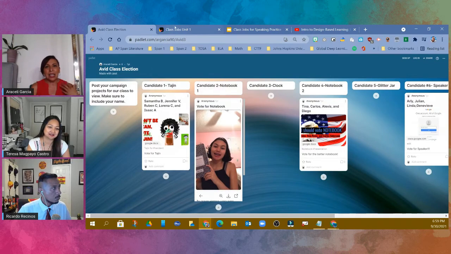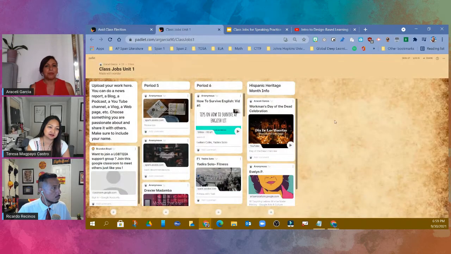Let's go ahead and take a look at some of the class jobs. My students, after they elect class leaders, get to do a job application. And so they get to choose jobs. Again, their object is applying for a job. So I still use that object. Object, what does it want to do in life? As you see here, some of my students did class jobs like how to survive English.